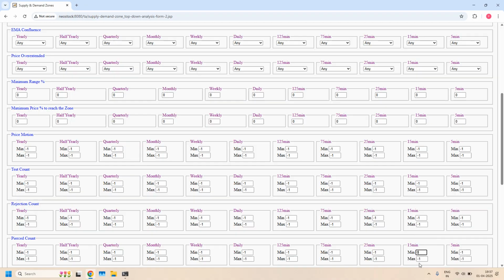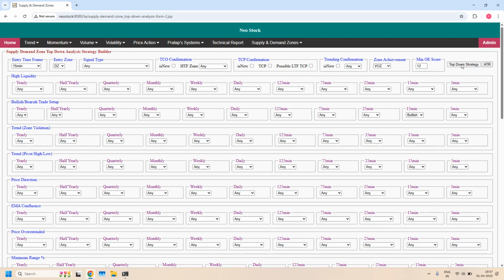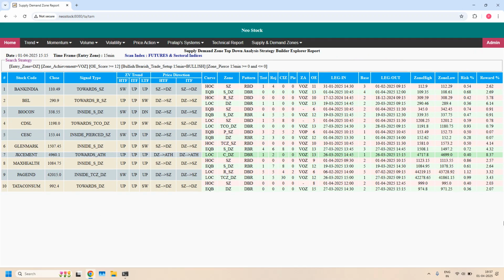Minimum value 0, maximum value 0 for the pierced count. So with these filters we got 10 stocks supporting bullish trade setup for daily income trade, and entry time frame zones are 15 minutes demand zones. All these are 15 minutes demand zones. Out of these 10 15 minutes demand zones, how many are having even more high probability to get success?